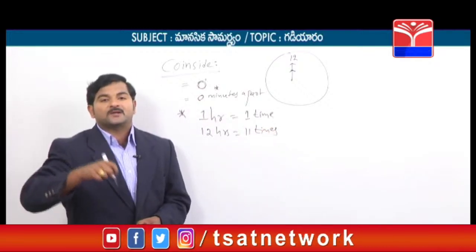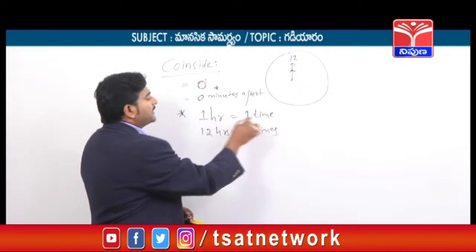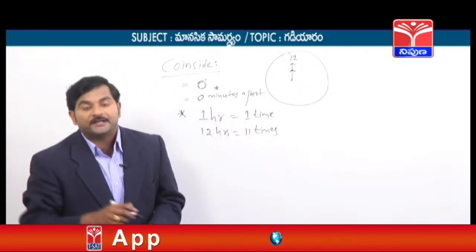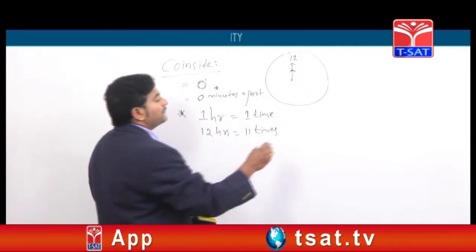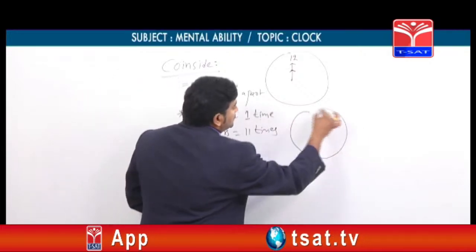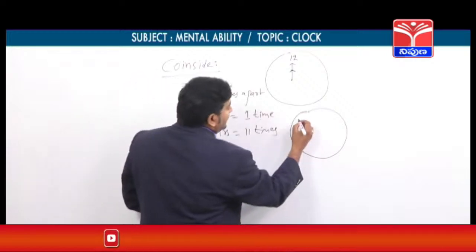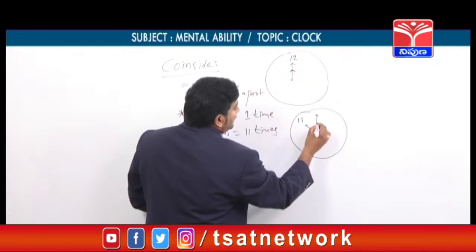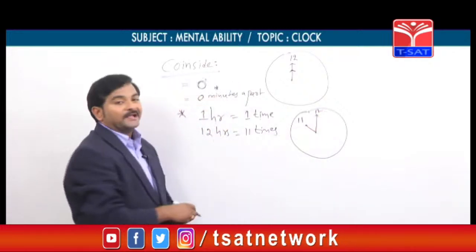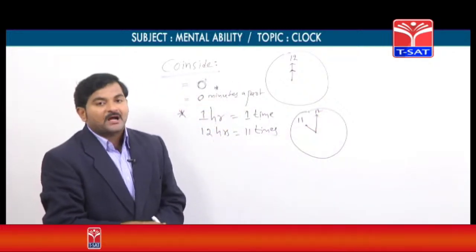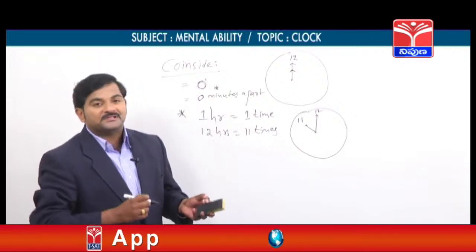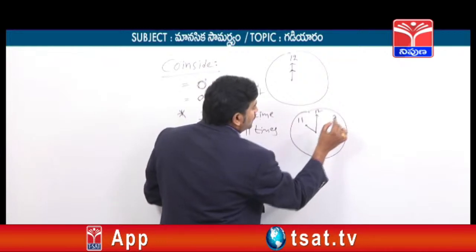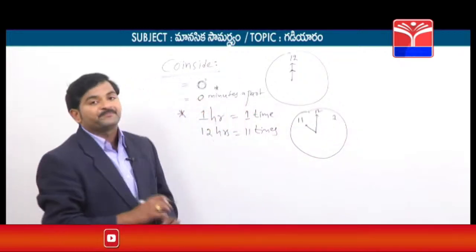You may ask, for 1 hour it is one time, so for 12 hours it could be 12 times, then why is it only 11 times? I can give you a counter example. Just focus, students. For example, let's say the time is 11 o'clock. At 11 o'clock, the minutes hand is at 12 and the hours hand is at 11. From 11 to 12 and 12 to 1, there are 2 hours appearing on the screen.